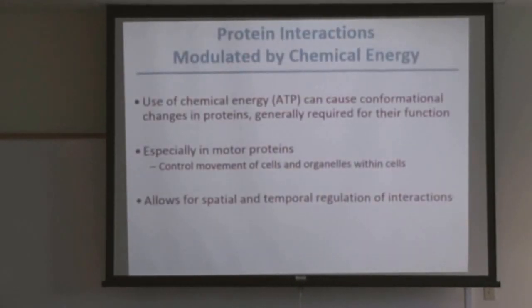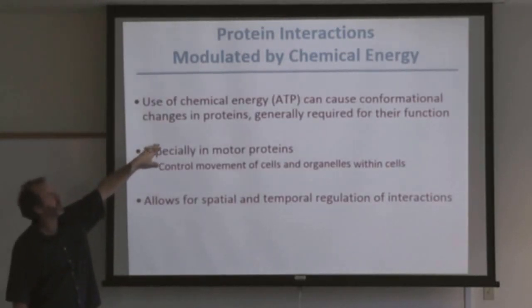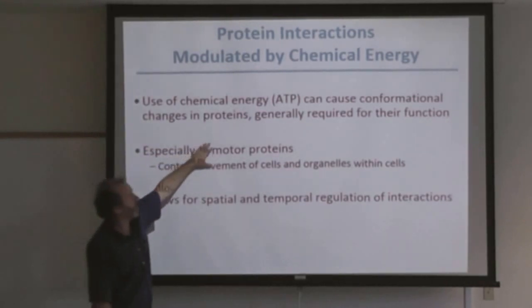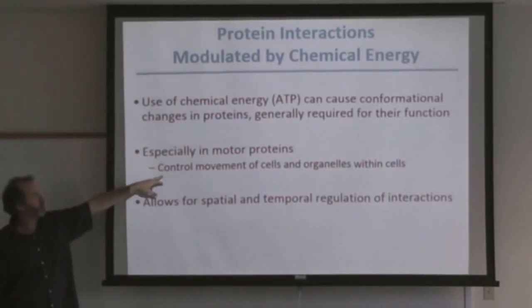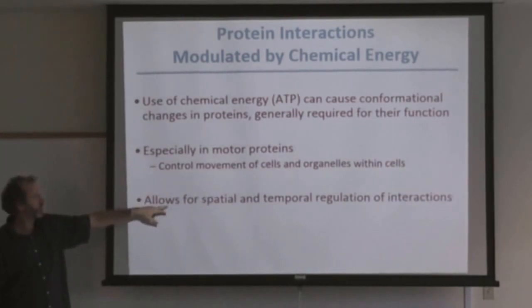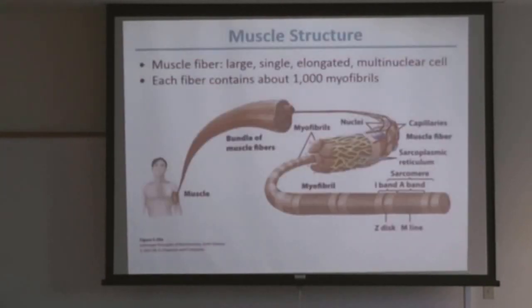Okay. Protein interactions modulated by chemical energy. So ATP can cause a conformational change in proteins generally required for their function also, and especially in motor proteins. It'll control the movement of cells and organelles within the cells, and it'll allow for a spatial and temporal regulation of interactions. And the one motor protein we're going to talk about is muscle structure, or muscles, so actin, myosin.